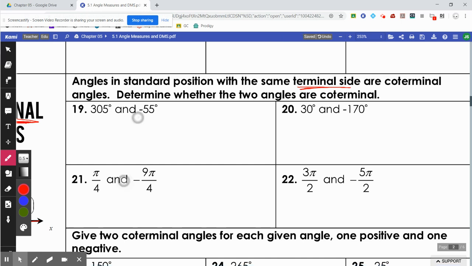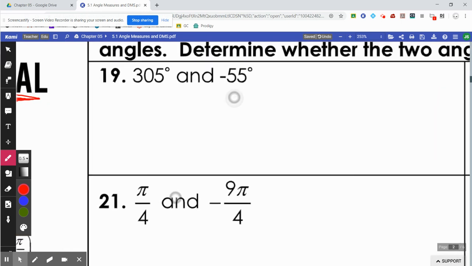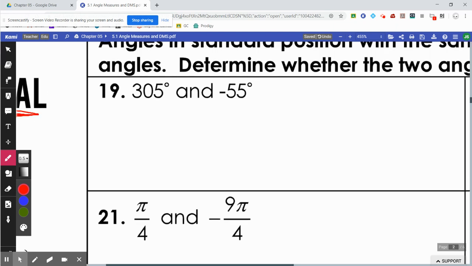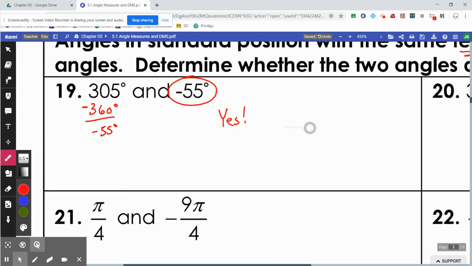Determine whether the following angles are coterminal. Again, all we have to do, let's take our first angle, let's take a rotation away from it, and see what we get. 305 minus 360 gives you a negative 55 degrees. So that is this other angle. So they are simply the same angle with an extra rotation added. So yes, these are coterminal angles.